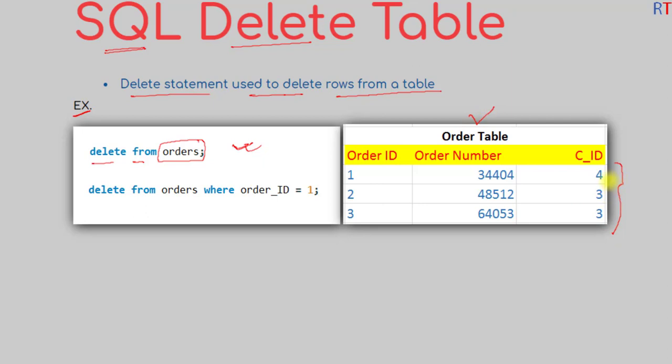And also we can delete one specific row from the table. In that case we have to use the condition. So we have to write delete from and then the name of the table, and after that we have to use the where statement along with one condition. So we have written delete from orders where the condition is order id equal 1. So this line of statement will delete the row where the order id is 1.